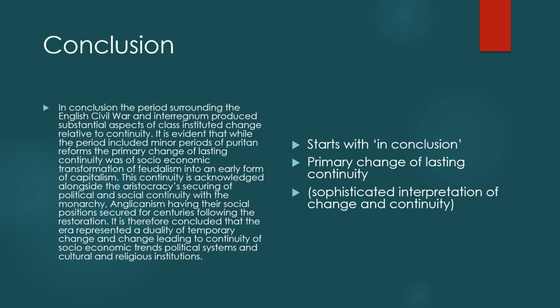It is therefore concluded that the era represented a duality of temporary change and change leading to continuity of socio-economic trends, political systems, and cultural and religious institutions. The author is making a sophisticated argument that the small changes instituted by the Puritans actually led to a continuity of events, that events were leading up to this continuity anyway, basically.